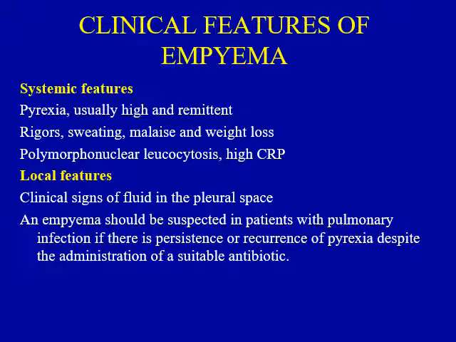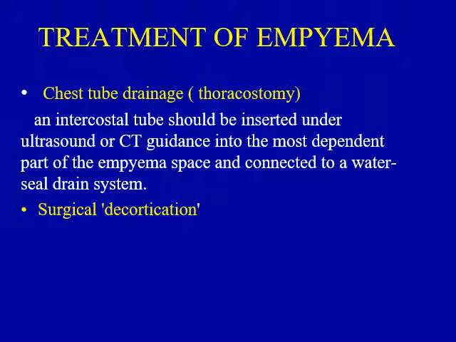Empyema should be suspected in any patient with pulmonary infection if there is persistence or recurrence of the pyrexia despite the administration of a suitable antibiotic. The treatment: if it is due to bacterial infection, the most important treatment is drainage. This pus should be drained either by chest tube drainage or by surgical decortication, and we also give the proper antibiotic.